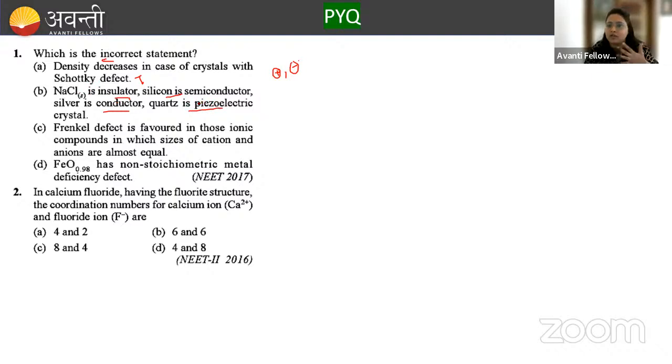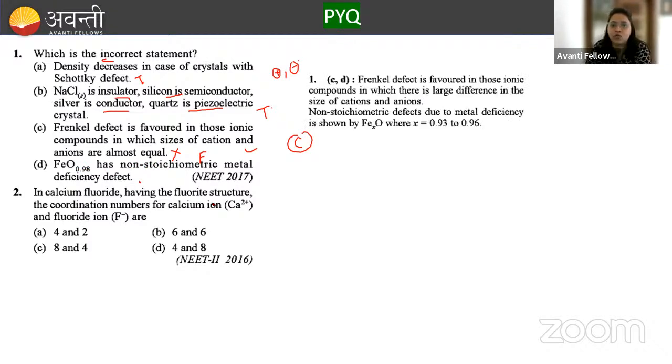Quartz is a piezoelectric crystal. Okay, so this is again a true statement. Next, Frenkel defect is favored in those ionic compounds in which sizes of cation and anion are almost equal. So this is not true. We have discussed that there should be a vast difference between the size of cations and anions. That's why this is a false statement. This is the incorrect statement. This is our answer C. Next, Fe0.98O has non-stoichiometric metal deficiency defect. So what is this?